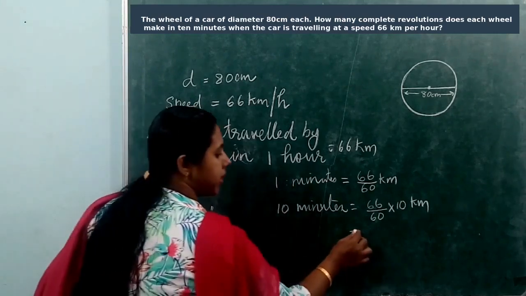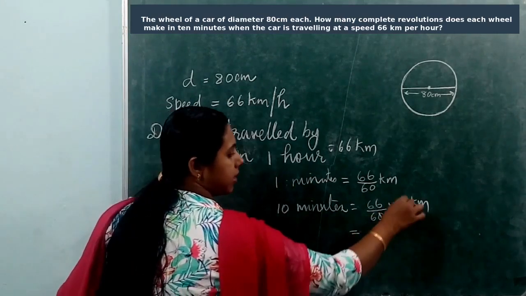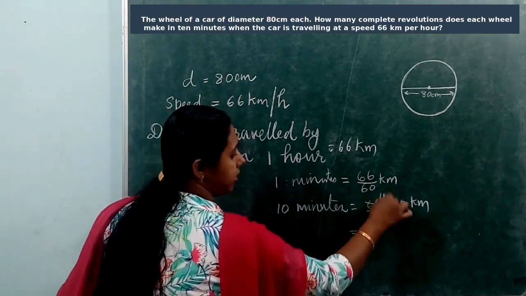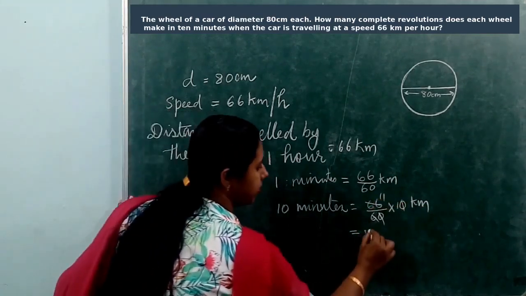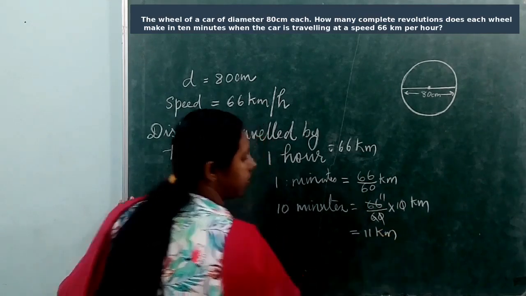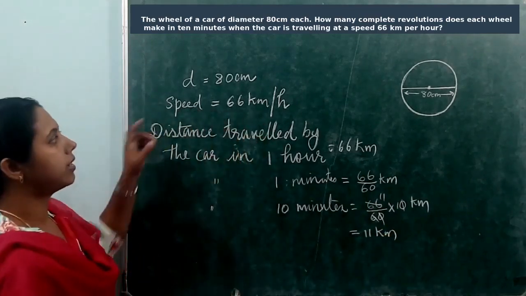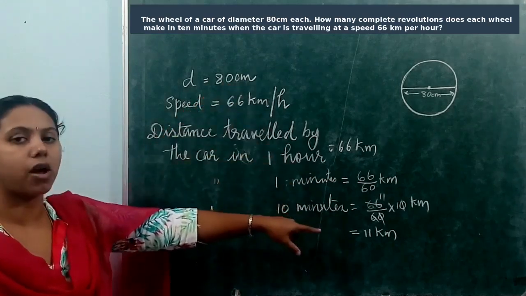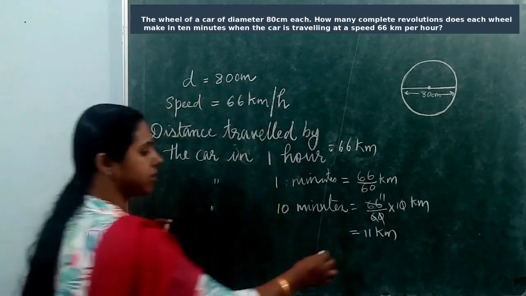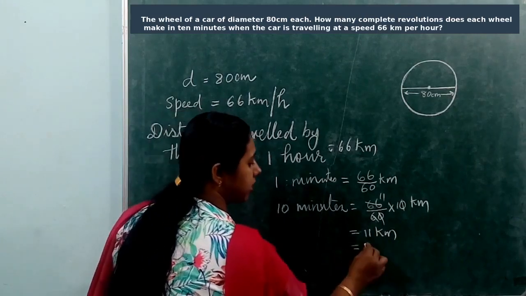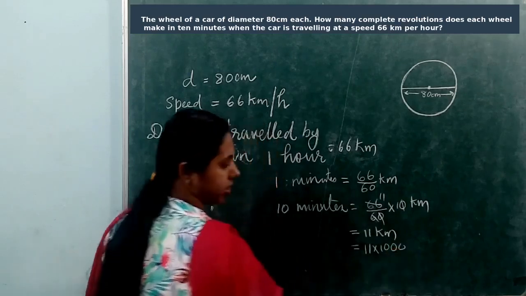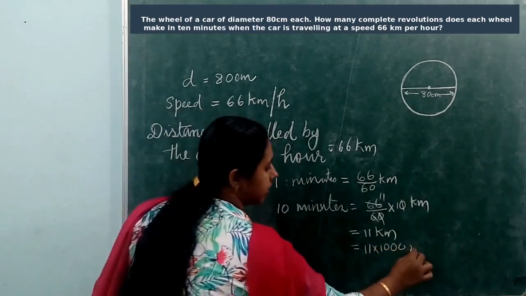That is equal to how much? 0, 1, 10 is cancelled. 6 11s are 66. So it will be equal to 11 kilometer. But we know that the diameter is given in centimeters. So you have to change this kilometer into centimeter. First we can change the kilometer to meter. Then it will be 11,000, that is 11 into 1000.